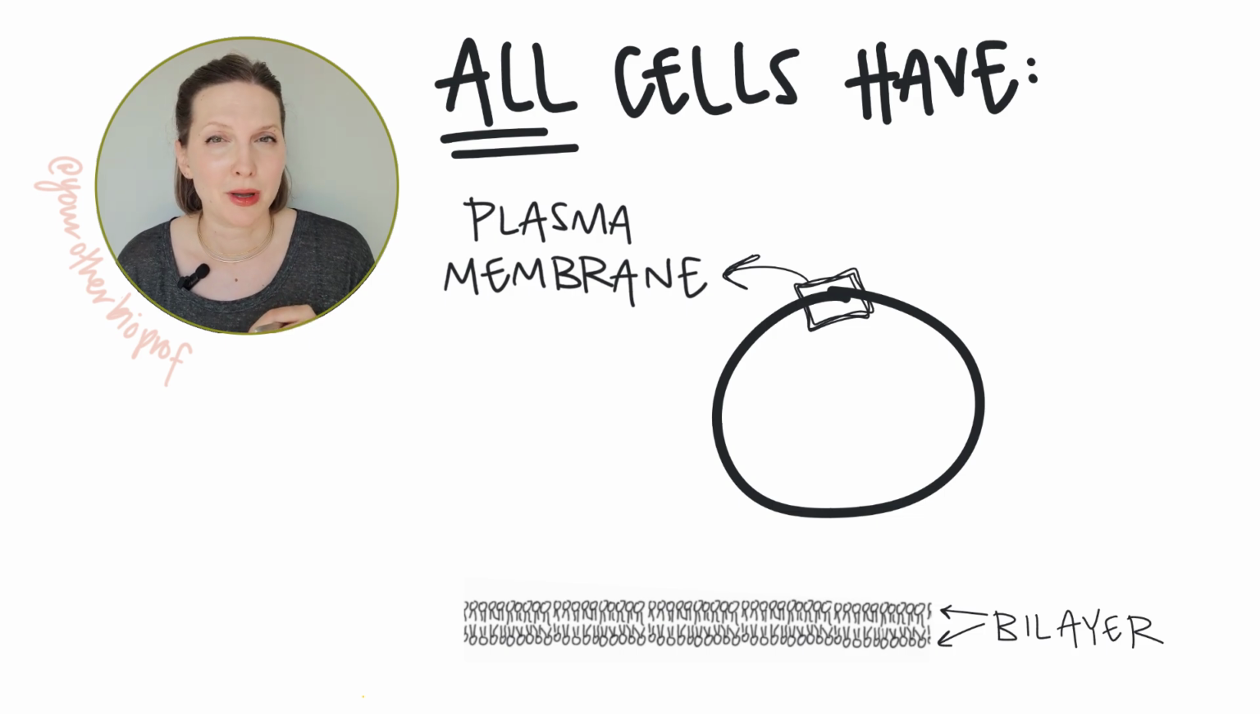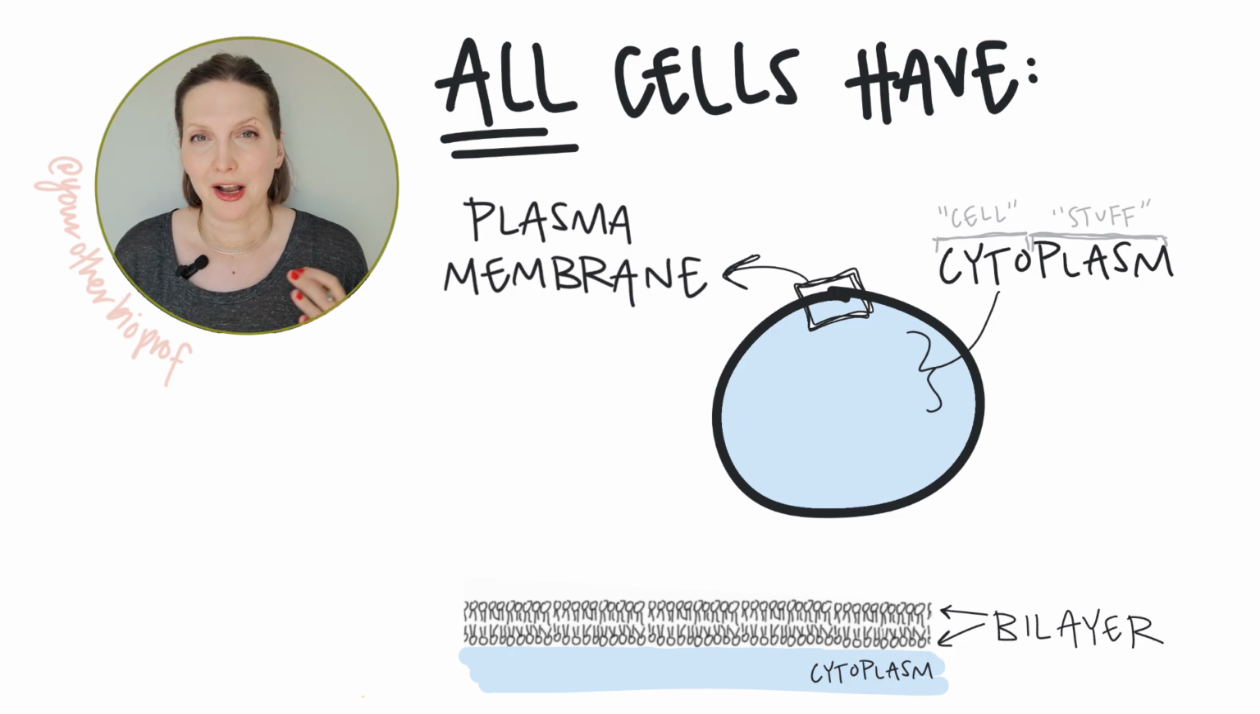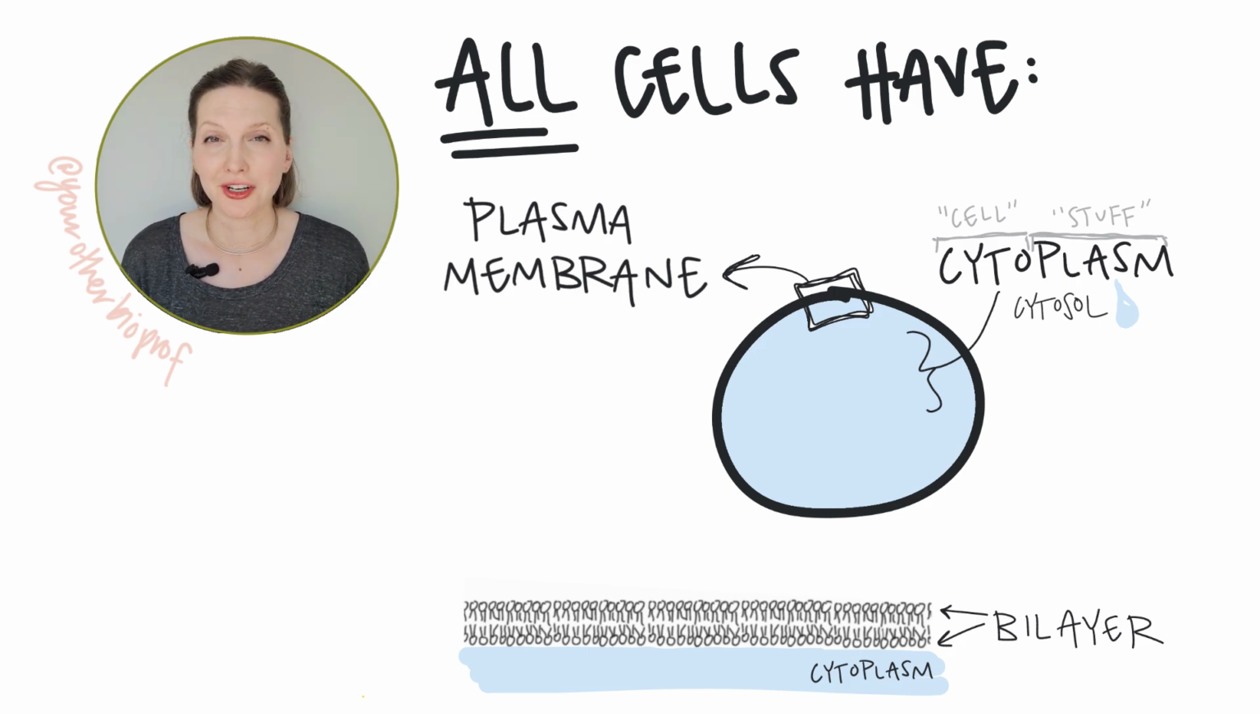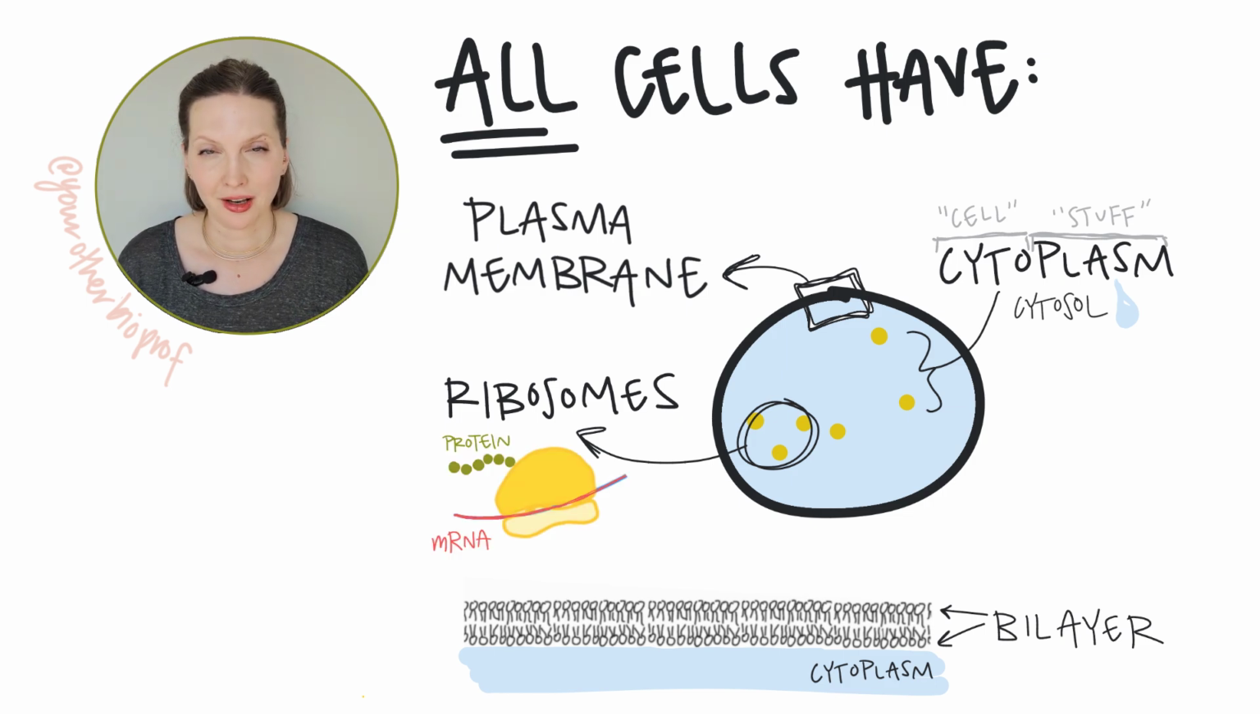Contained within the plasma membrane is the cytoplasm, literally cell stuff, made up of a water-based fluid called cytosol, cell solution, and the cellular structures sitting in it. One type of structure you'll find in everyone's cytoplasm are ribosomes. This is where proteins are made.